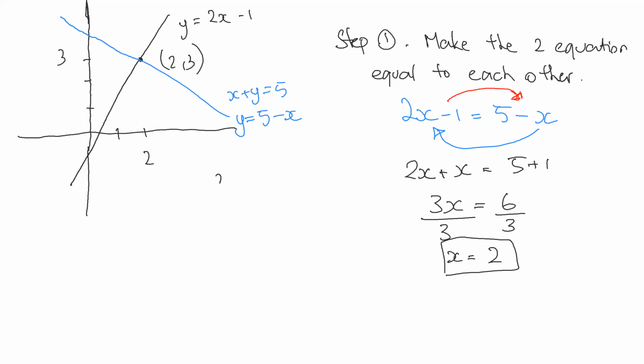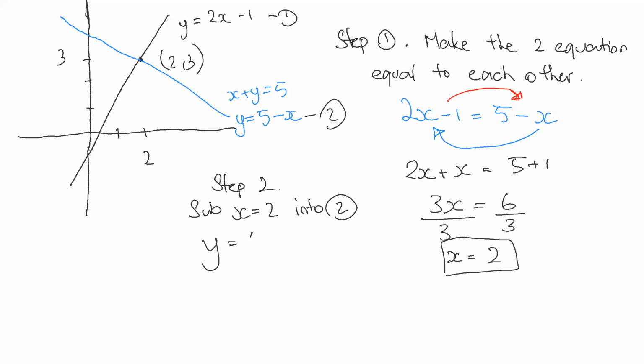And then step 2: we sub x is equal to 2 into any of the equations. So let's number these: that's equation 1 and that's equation 2. Let's sub it into equation 2. That would be y is equal to 5 minus x, which is 5 minus 2, and that would be 3. So y is equal to 3. You can see that our coordinates are (2, 3), and that's what the graph has actually shown us as well. So that means our calculation is correct.